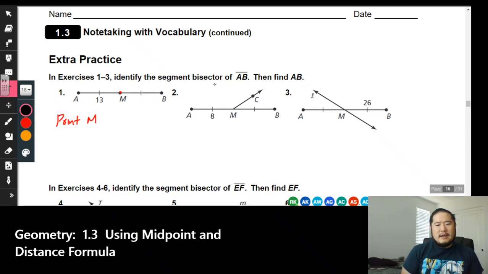Then it says find what is AB. Well, if this is a segment bisector, and I know AM is 13, BM is 13 as well, so AB is equal to 26, adding the 2 together. On number 2 right here, I can see that they may not have a point right here at M, but I know that from A to M is congruent to B to M. And so right here we have ourselves a ray, and we will call this ray MC. Don't forget to draw it correctly, or make sure you label it correctly. And A to B is equal to 16.